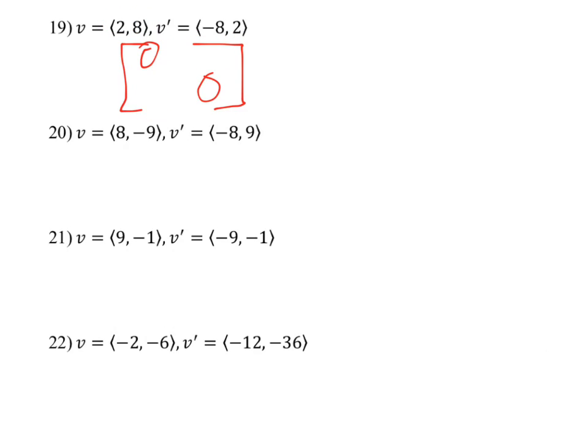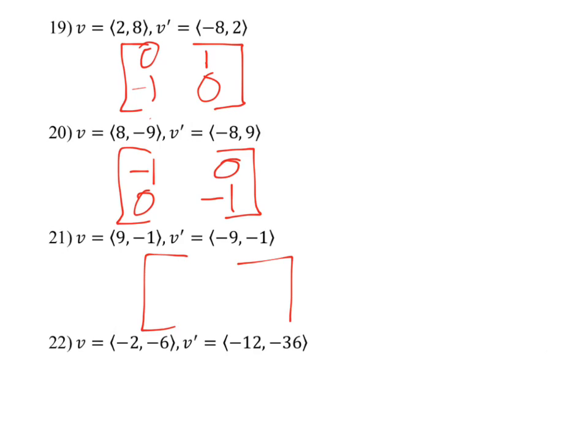And so we went from positive 8 to negative 8, so it has to be negative 1. We went from positive 2 to positive 2. That gives us this guy here, and we don't have to write down what the transformation is, which is fine. We get this matrix here. And then on 20, we start out at 8, -9. We end up at -8, +9. So we didn't change order, so this diagonal is going to be zeros. We did change the sign on both of them, so we have to make both of these numbers in the main diagonal -1. So we can change the sign on that. And that matrix is complete.